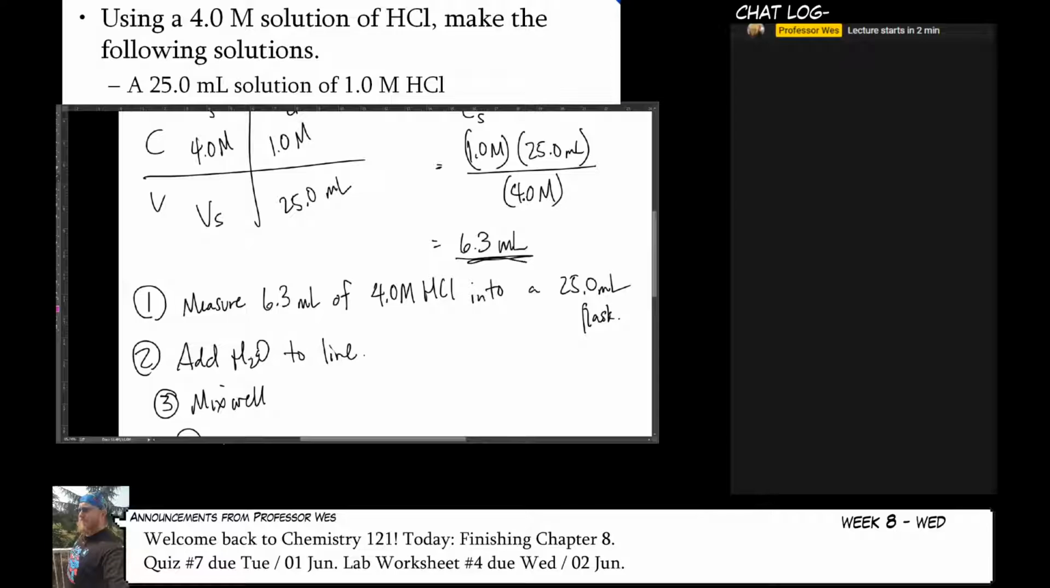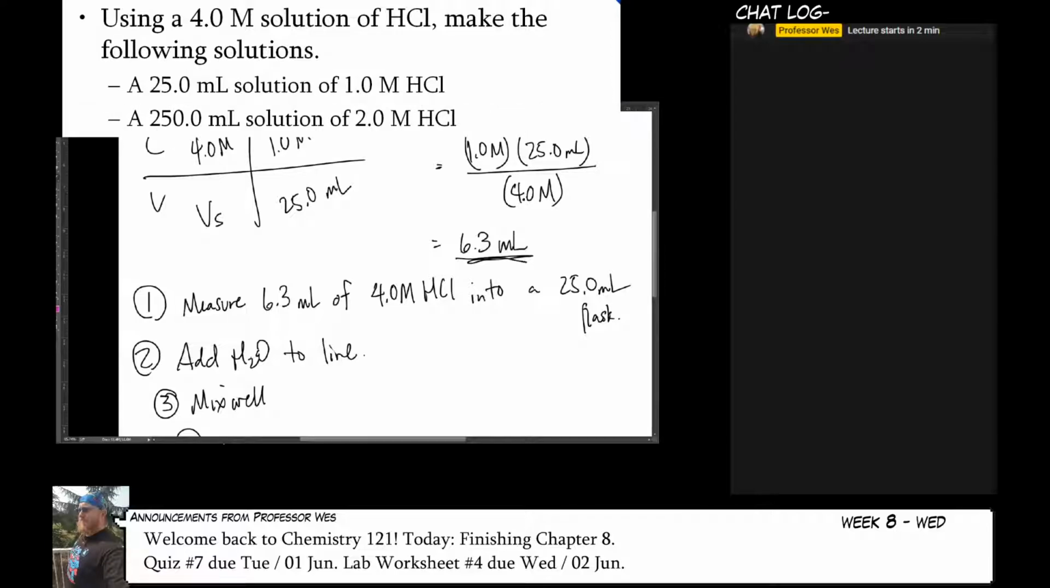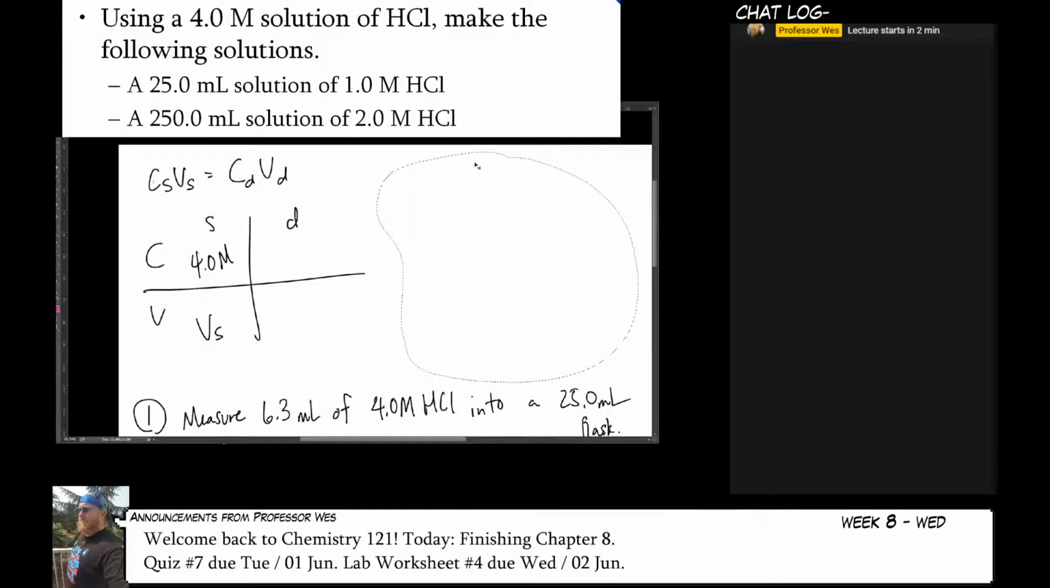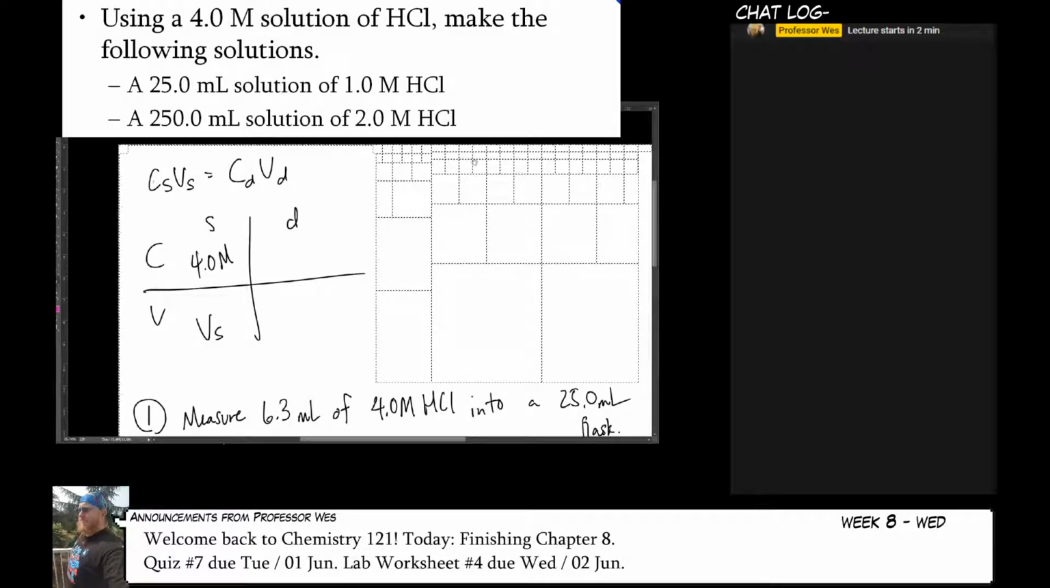For the next solution, we do the same thing. We just change all the numbers out. So let's edit. I'm going to erase that and that. Oh, for fuck's sake. That. And that. There we go. Oh, what did I do? There we go.